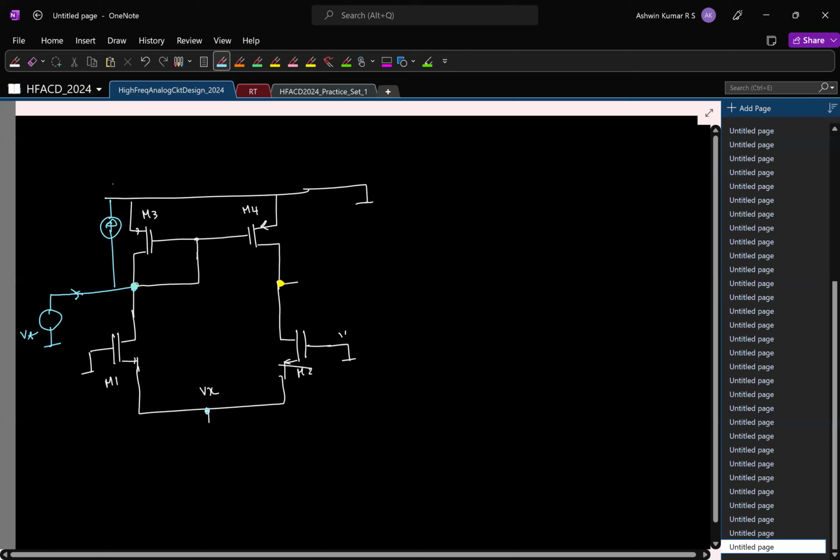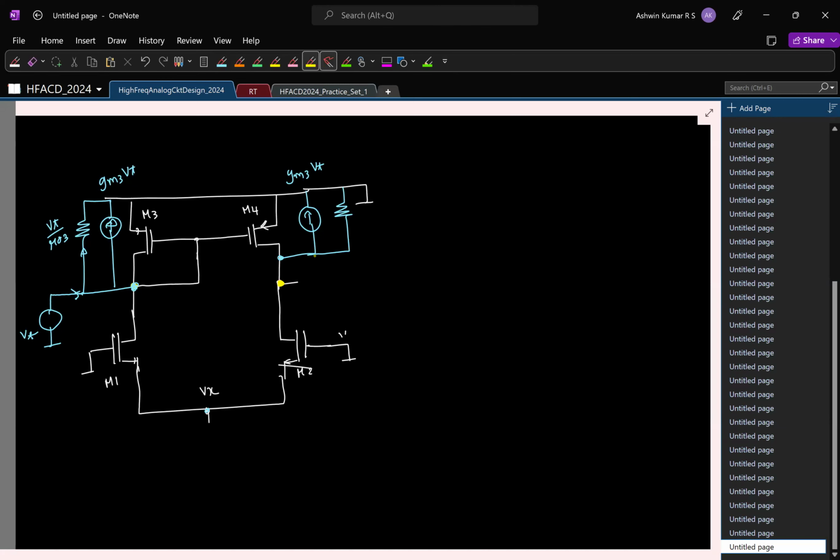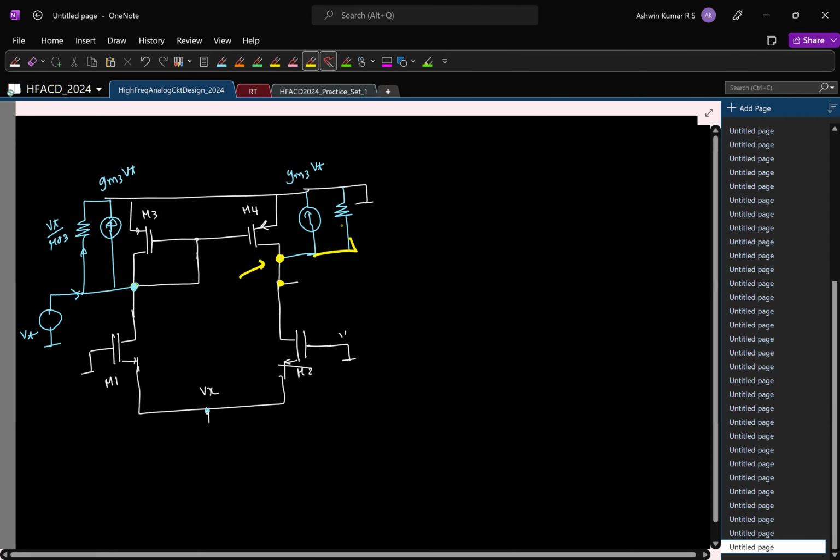This is test voltage VT. Let's say GM3 VT. In addition to that, I'll also have R03. What is the current? Remember, this VT is also applied to the other side. In the other side also you have a current of GM4 VT; let's say GM4 and GM3 are equal. And this current is this voltage by R naught. So we have another R naught, let us say R04.